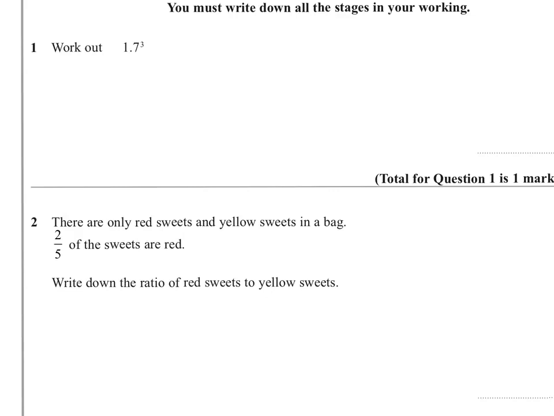Question 1. Work out 1.7 cubed. Well, that's 1.7 times 1.7 times 1.7. And on your calculator, and if you hear my buttons going in the background, that's me using my calculator. So 1.7, and I'm going to use the power of 3, I'm going to use that power button, and I would get 4.913. So that's 1 mark.